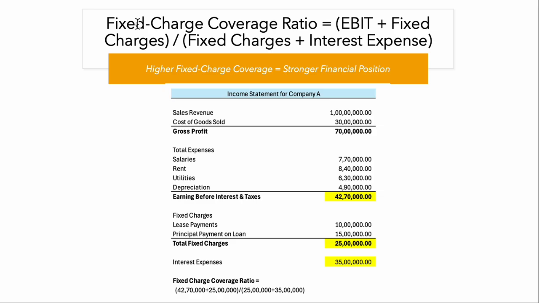The fixed charge coverage ratio is calculated as EBIT plus fixed charges upon fixed charges plus interest expense. So, as you can see on the screen, the fixed charge coverage ratio is calculated as EBIT plus the total fixed charges divided by total fixed charges plus interest expenses.